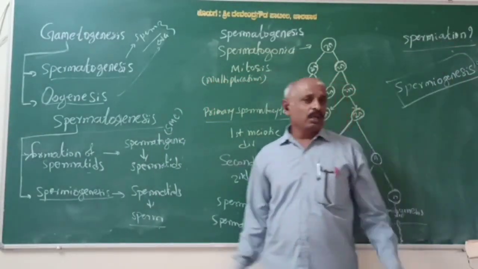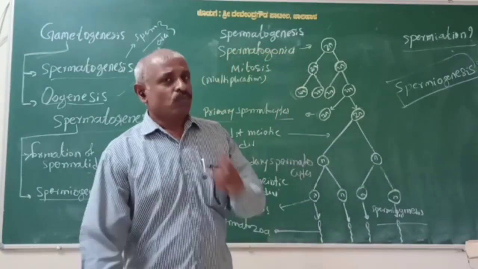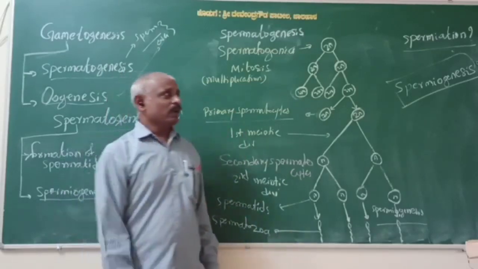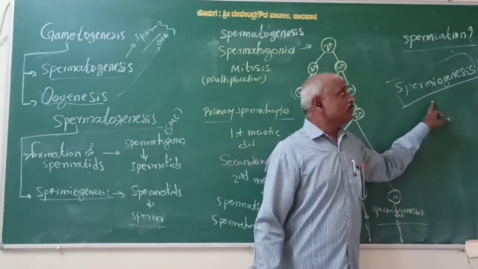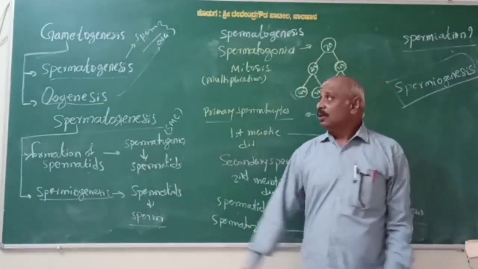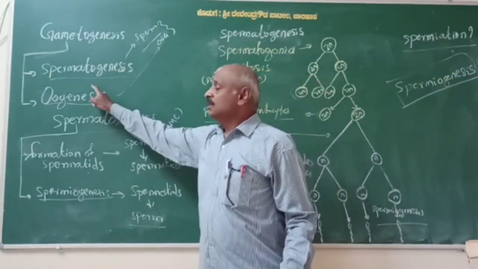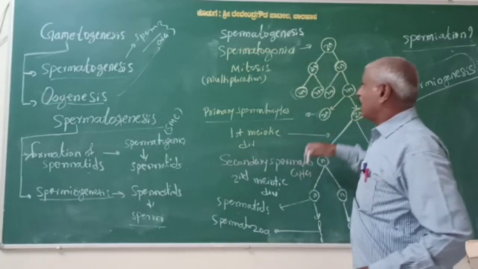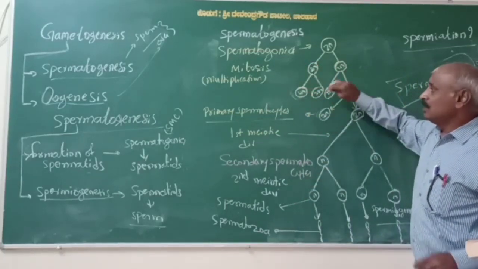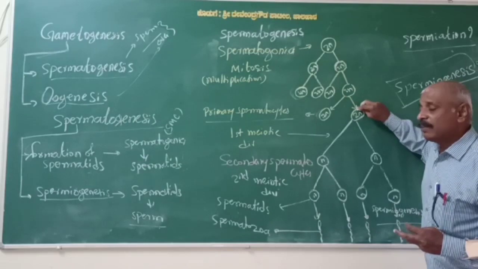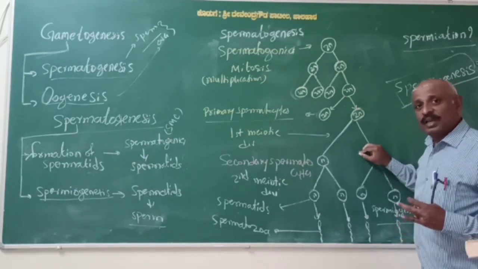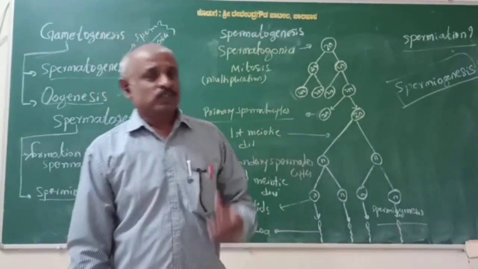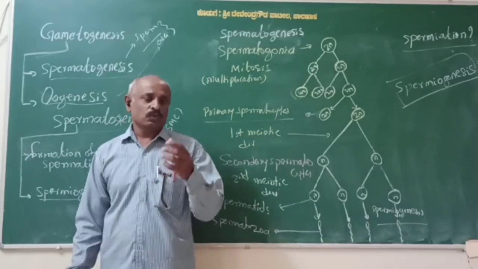Dear students, so many one word or one mark questions arise from this concept. Remember, I will tell you what is spermiogenesis, what is spermiation, what is gametogenesis, what is spermatogenesis, what is oogenesis, like that. And the mitosis and meiosis concept, what is primary spermatocyte, secondary spermatocyte. These are all one mark questions. Please concentrate, so that it helps you to score.